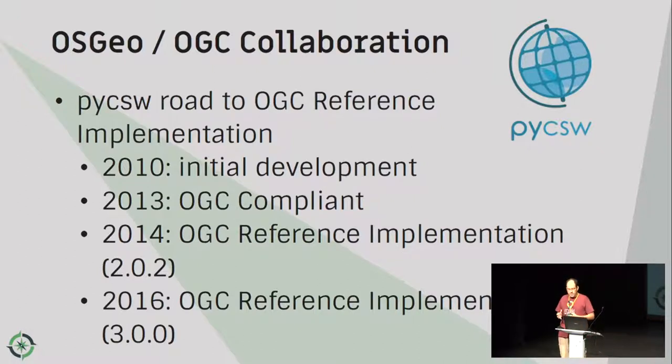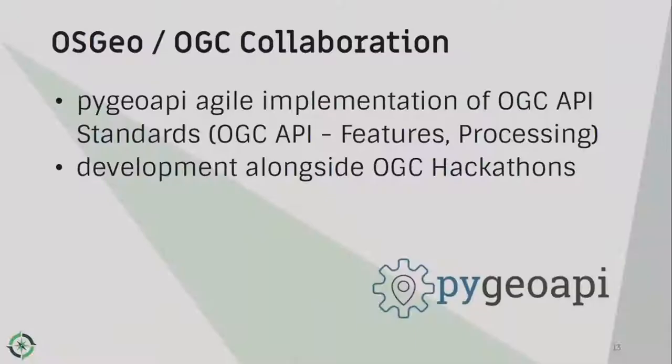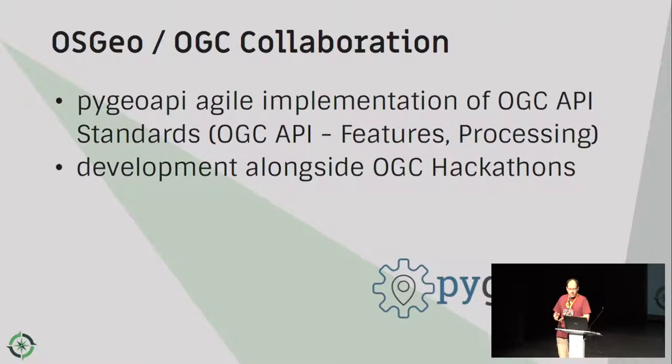This has now evolved even more, because today we have a new project which follows the same pattern that OGC now uses to develop new standards. Today, we have been working on the PyGeo API project, which is now an OSGeo community project. It's in the early days, and it is following the implementation of OGC API, specifically features and processing. As the standard gets finalized, we are implementing at the same time, and we are at the stage where we pass the site tests. So when it is finalized, the reference implementation will be there, and we are developing alongside OGC.